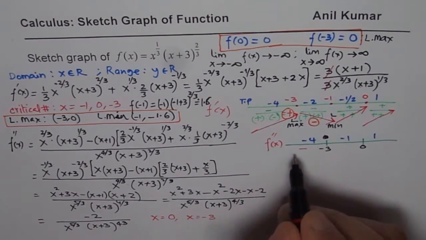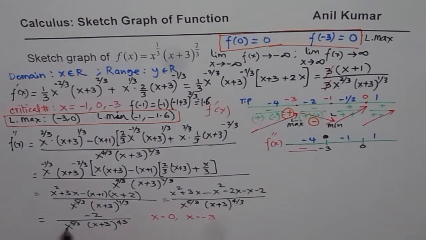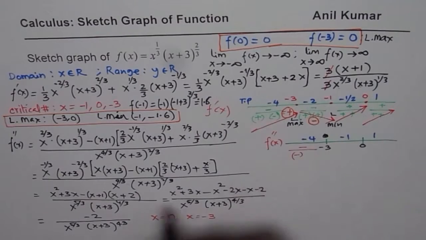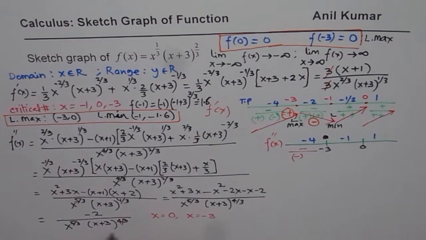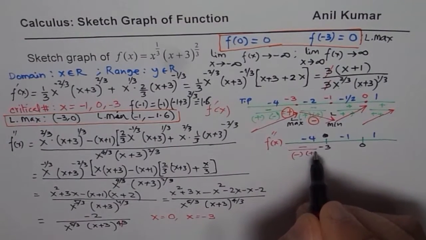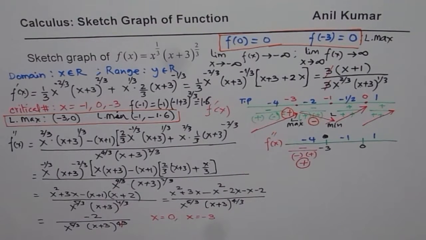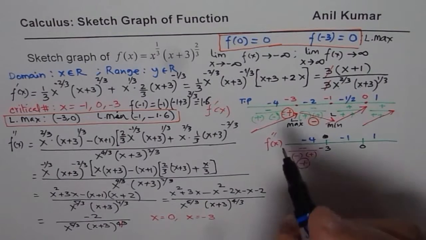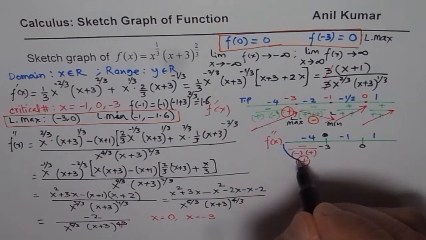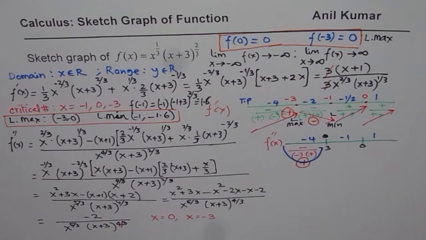Now, if I substitute -4 here, we know the numerator is negative, so let me write negative for the numerator. This x^(5/3) will be negative, right? So it will be negative times this, which is the 4/3 power, always positive, right? So that becomes positive here. Positive means it is concave up, correct? So positive means concave up. So this is this kind of a graph here.